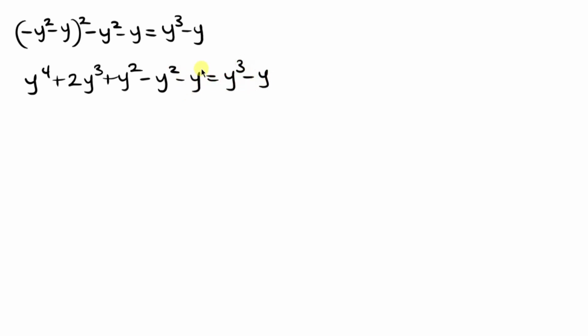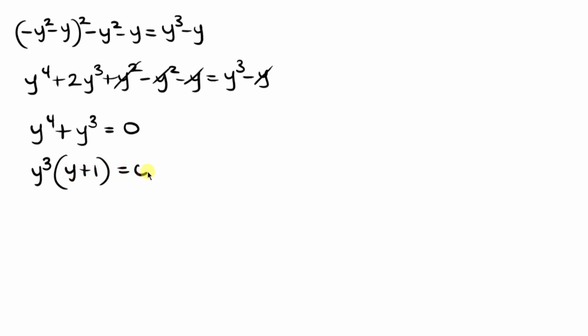Now notice that negative y is here, negative y is here, which can go off. And also notice that y squared minus y squared can also go off. So this becomes y to power 4. This is 2y to power 3. As this moves to this side, it becomes negative. So I have plus y to power 3 equal to 0. Now notice that y to power 3 is common. So factorizing that out, I have y plus 1 remaining equal to 0.